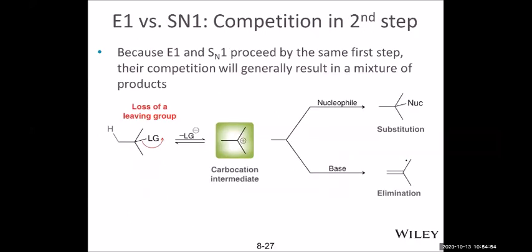Okay, and then the difference in the second step. In SN1, the nucleophile reacts with the carbocation. Then in E1 it is the base. Instead of attacking the carbocation, it attacks the hydrogen and takes away the hydrogen. So that's the difference between these two.